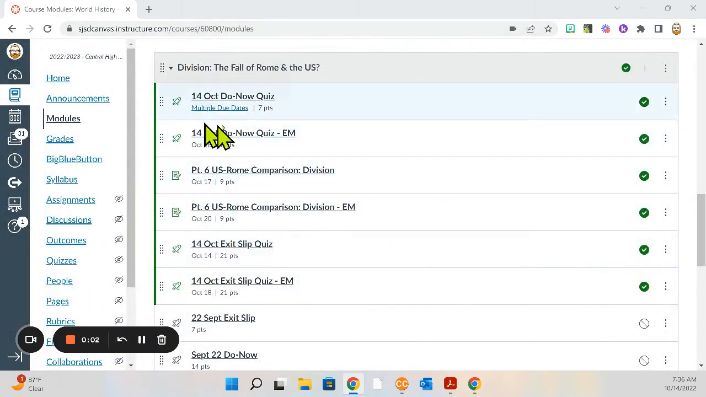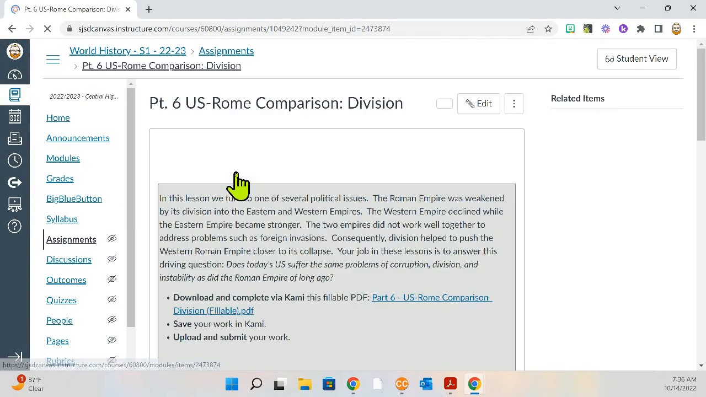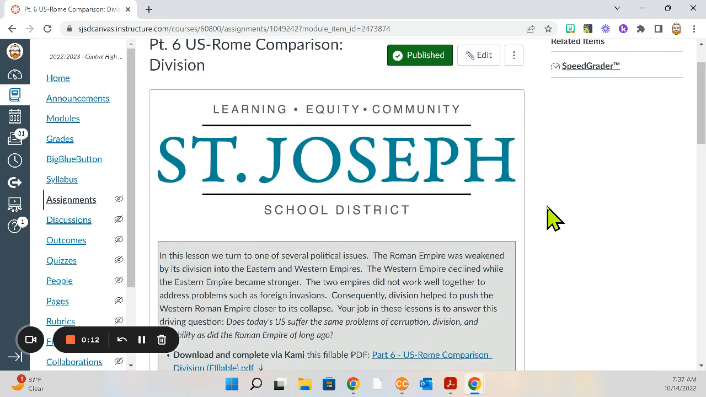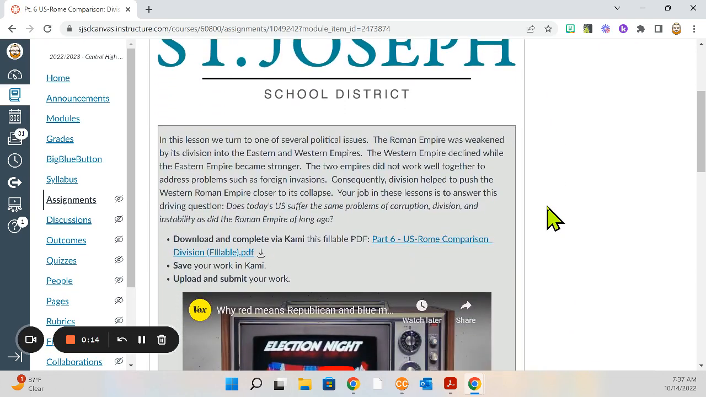All right, so in our new division module, please find part 6, U.S.-Rome comparison division. We've been looking at political problems, corruption, because that was a big problem for Rome's Senate. Another problem, a huge problem, was division.